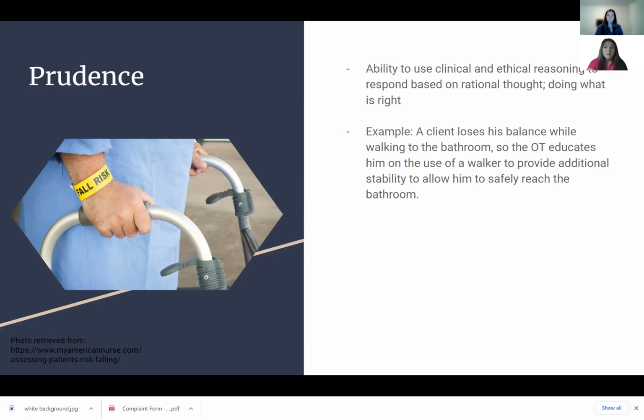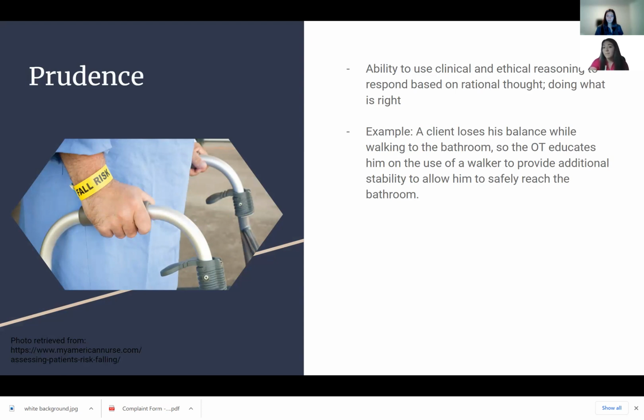And in this example, the client wants to go to the bathroom. So if that's what they want to do, we will help them get there. By using our clinical and ethical reasoning skills, we could reason through that maybe a walker would be more safe for him. And then we would educate him on the use of the walker as well. This is super important for OT in general, as well as all these other core values.